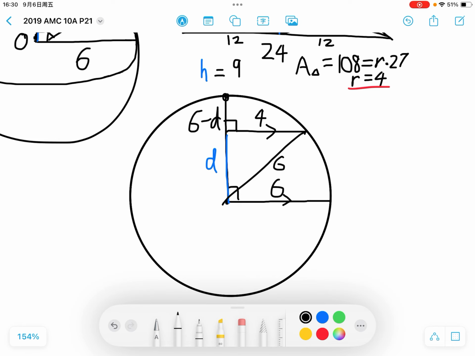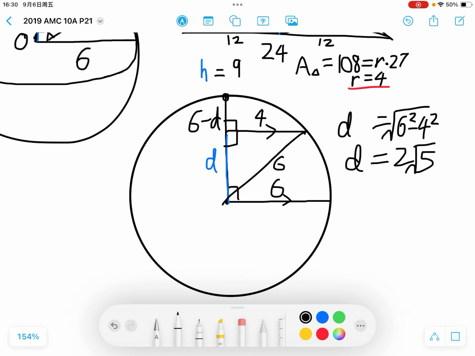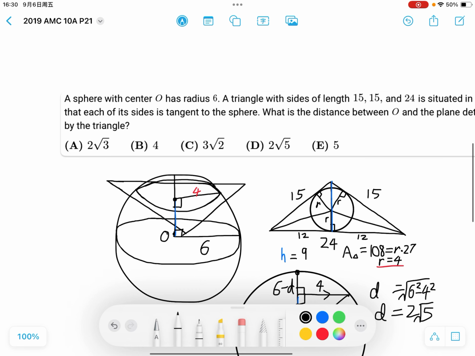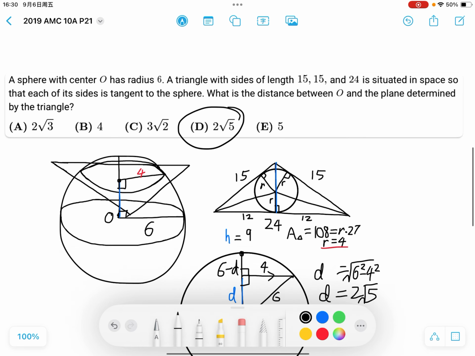Having what we have, we can use the Pythagorean theorem because this is a right angle. So d is equal to the square root of 6 squared minus 4 squared, which is root 20. So d is equal to 2 root 5. And that is the answer to this problem, which is indeed answer choice D. Thanks for watching. Bye.